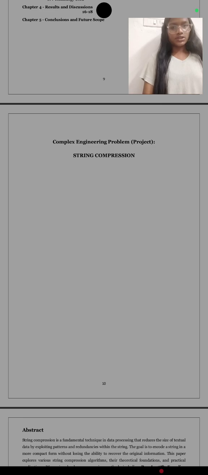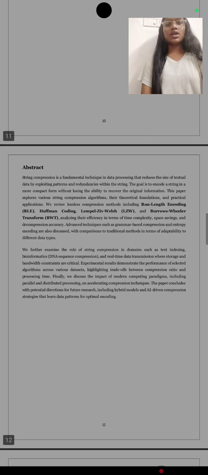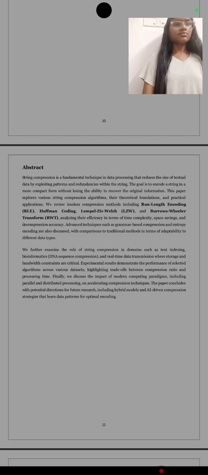Complex engineering problem project, string compression. Now let us get into the abstract part. Abstract. String compression is a fundamental technique in data processing that reduces the size of textual data by exploiting patterns and redundancies within the string. The goal is to encode a string in a more compact form without losing the ability to recover the original information. This paper explores various string compression algorithms, their theoretical foundations and practical applications.